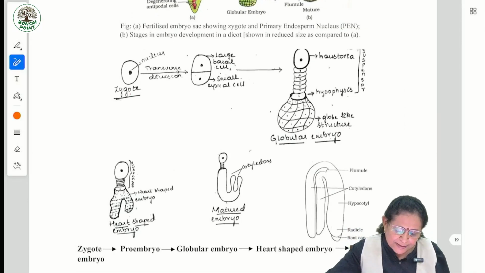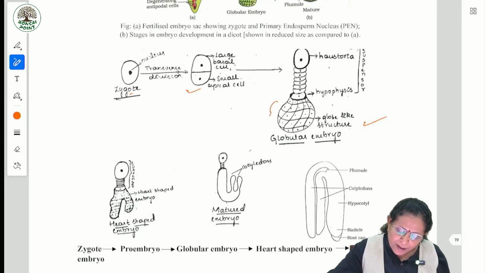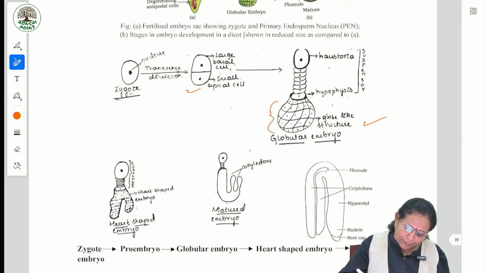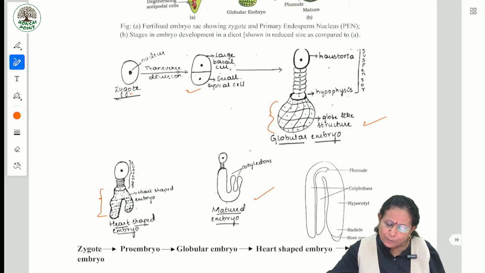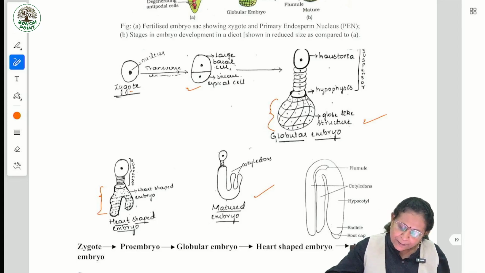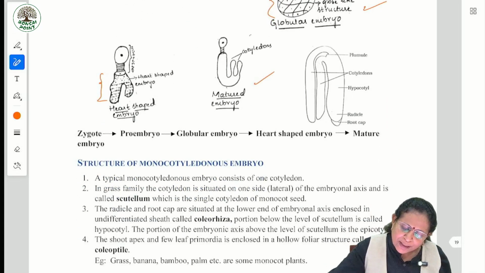See, I told you this is a zygote, it undergoes division, 2-cell stage, and then it forms a globular structure, thereby globular embryo, and this is somewhat heart-shaped embryo, and this is a matured embryo. Here we find the presence of the embryonic axis with plumule, then radicle, 2 cotyledons, hypocotyl, and root cap.